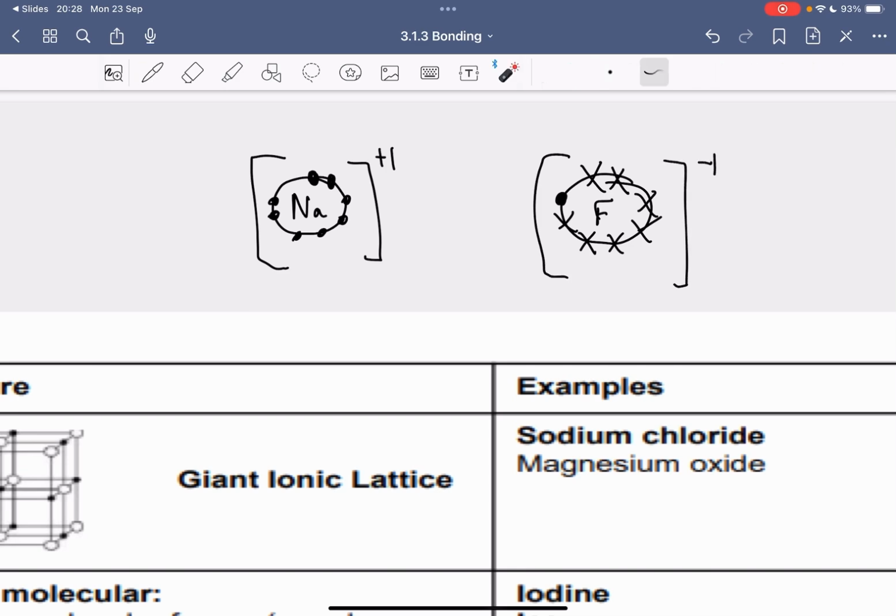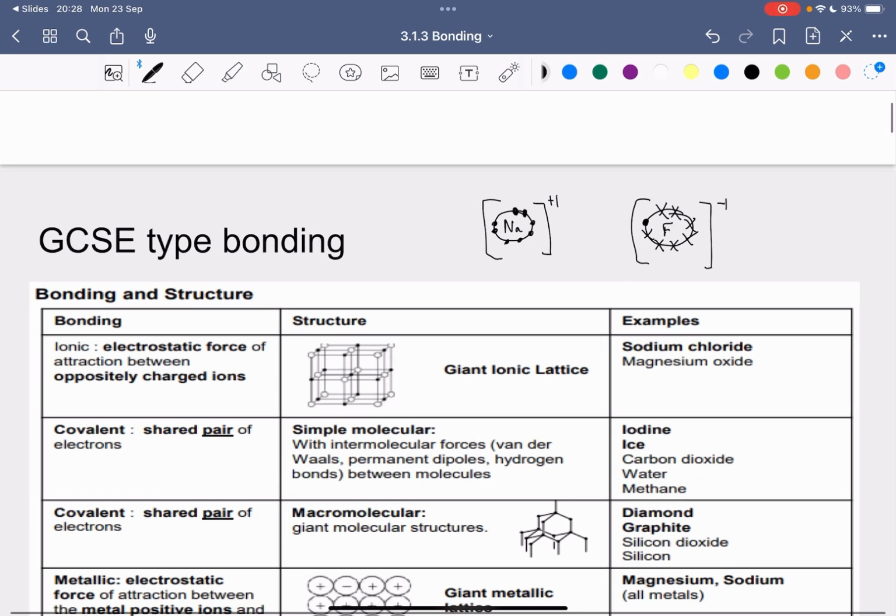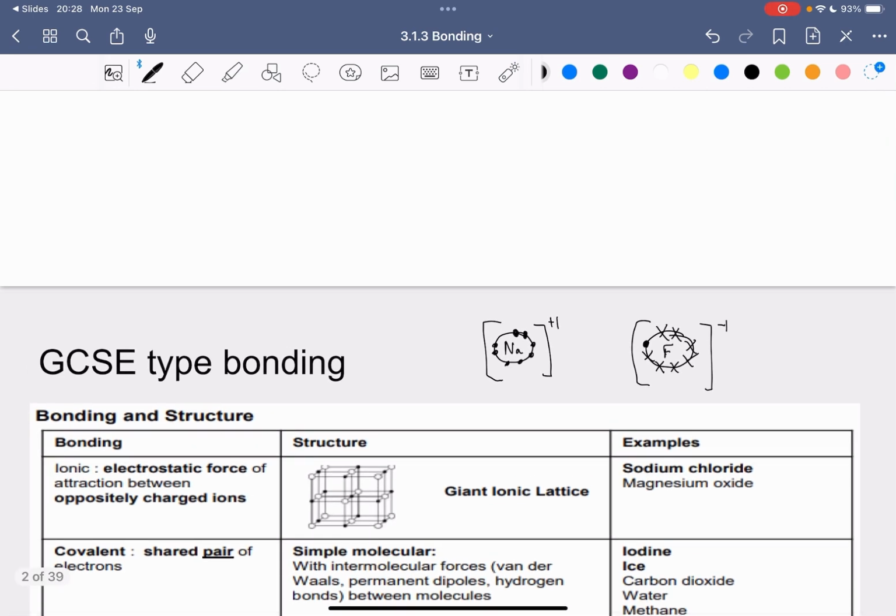Okay? And this +1 and the -1, since they're opposites, they attract each other. And we call this attraction an electrostatic attraction. Okay? So the ionic bond is just the electrostatic force of attraction between the oppositely charged ions. Okay? So it's almost like a magnet, okay? When a south pole and a north pole attract each other, it's kind of like that.